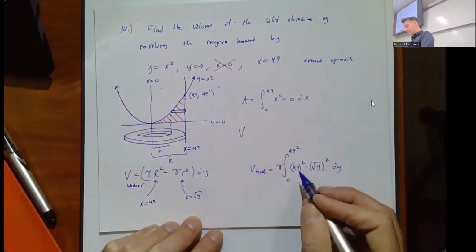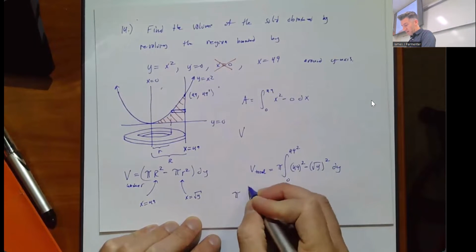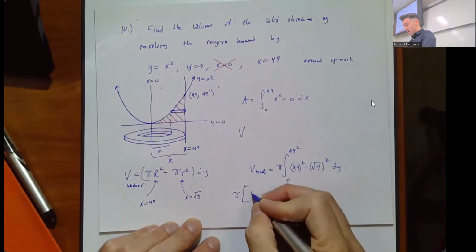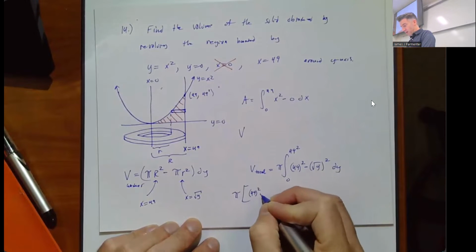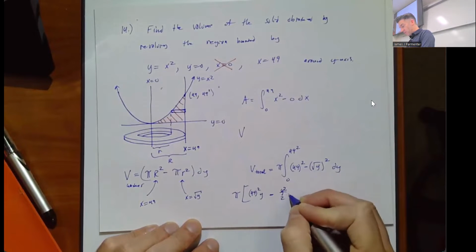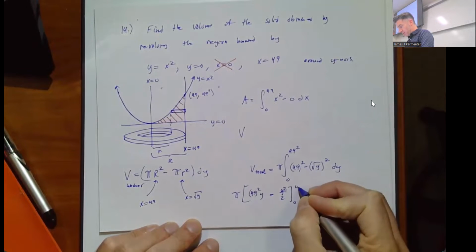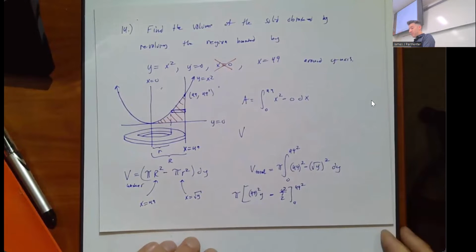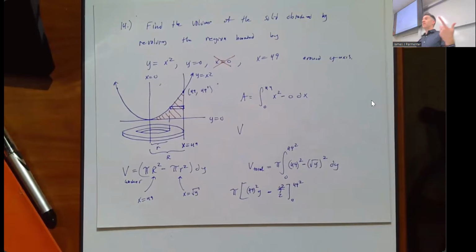And then you would integrate away. You get pi times the integral of 49 squared, which is 49 squared times y. The integral of y is y squared over 2, from 0 to 49 squared. Now, what I want to point out is just like in the previous problem, simplifying this down is not too tough.